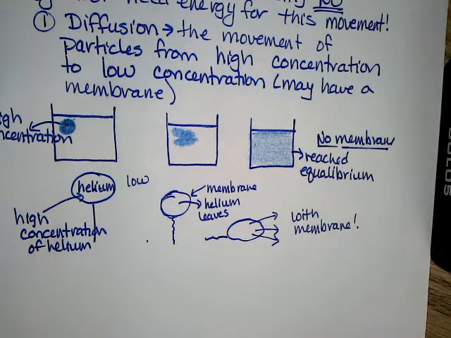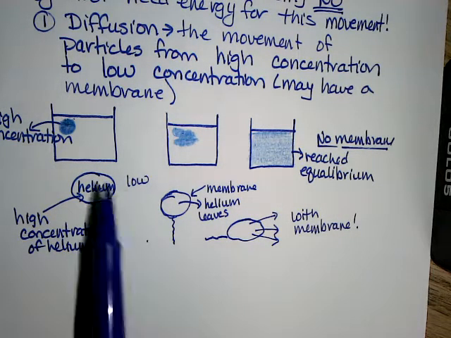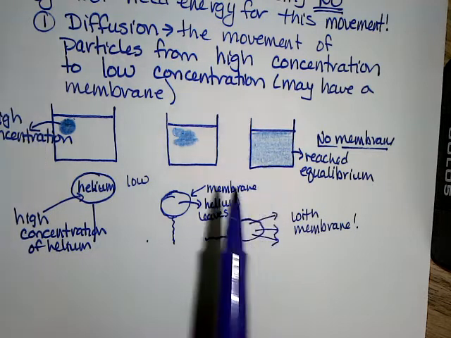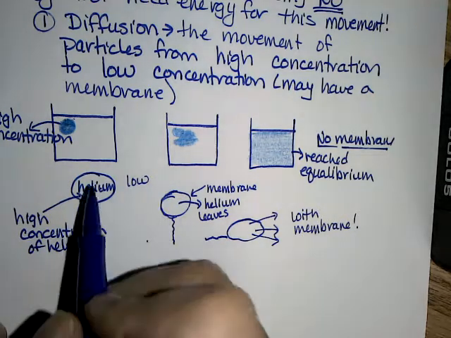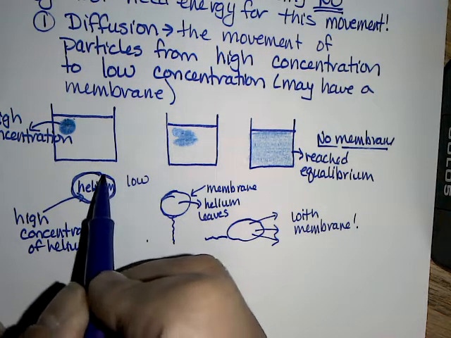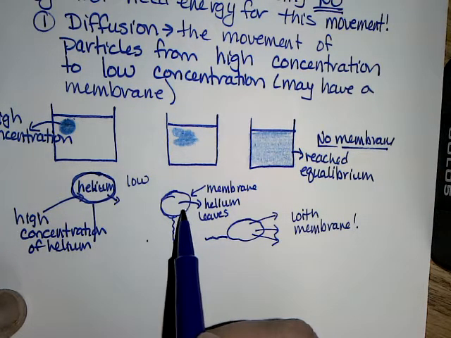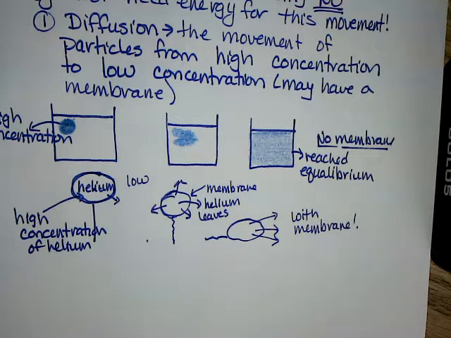Okay? So you have two examples here. You have one with no membrane, and think of it just adding food coloring into a beaker of water and watch it move and spread apart. Then you have a high concentration of helium in a balloon, but over time, that membrane allows the helium to start to leave. And eventually, that helium balloon becomes shriveled up and pretty much is garbage.